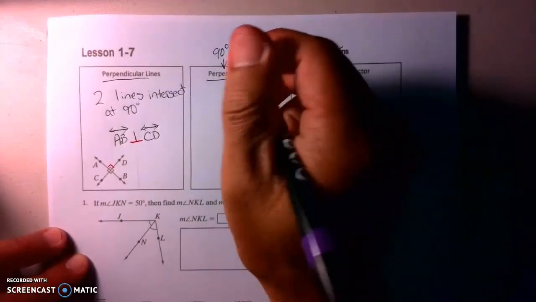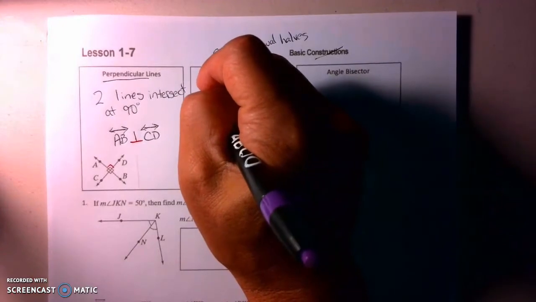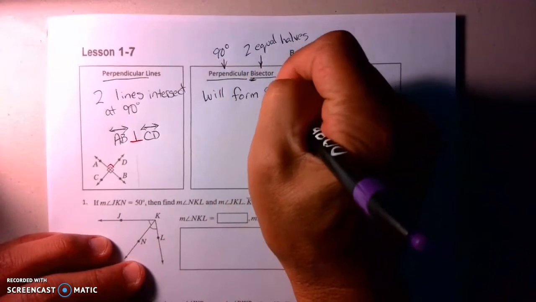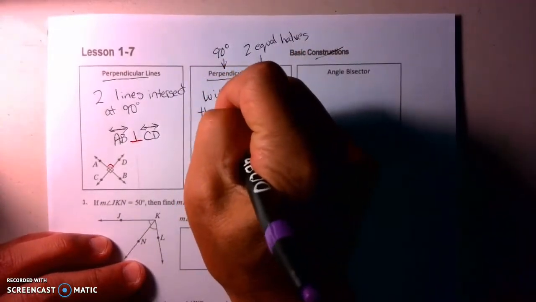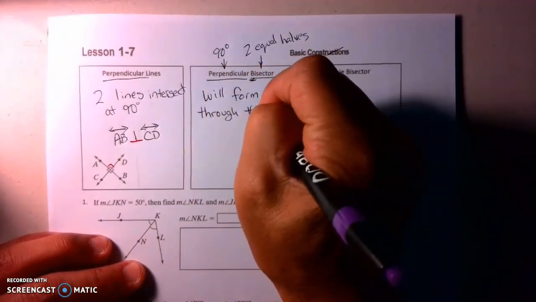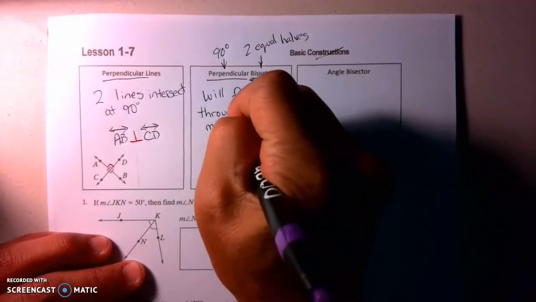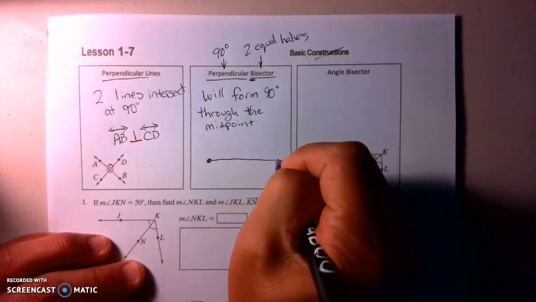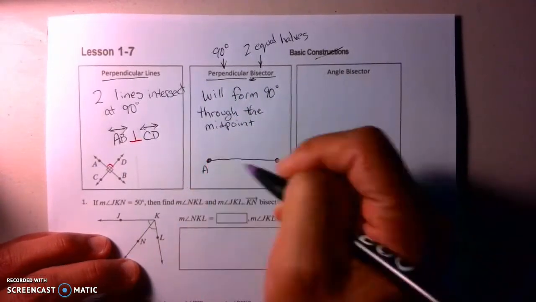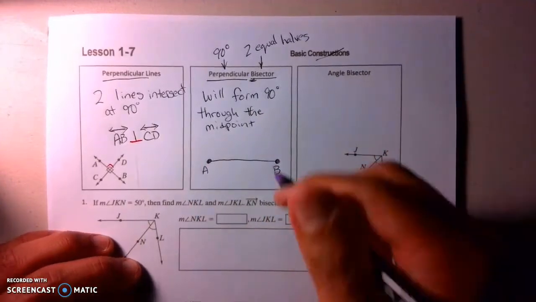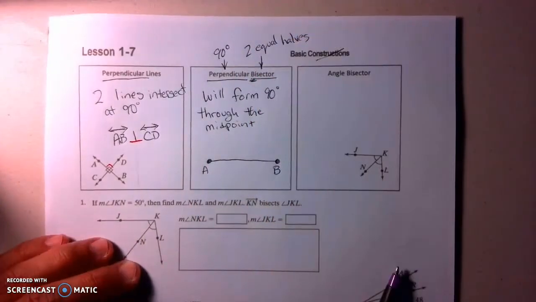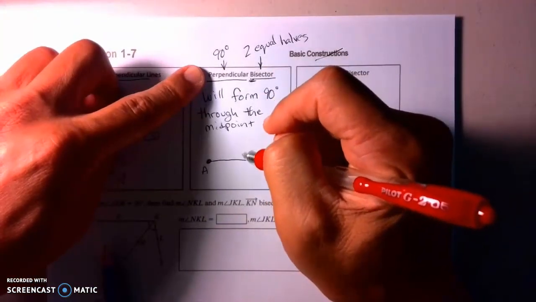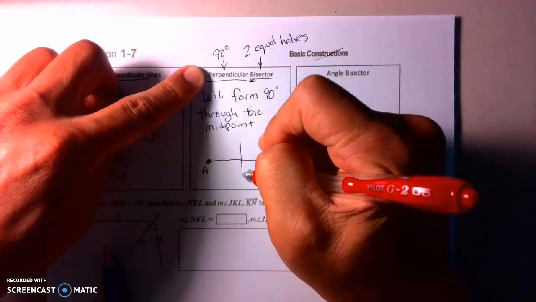So, perpendicular bisector will form 90 degrees through the midpoint. That's kind of different there, but let's just show a segment, not a line that goes on forever, but just a segment here. We'll call it segment AB. Now, a perpendicular bisector to that line will be this red one here. It is not only going to be 90 degrees for perpendicular, it's also going to be right down the middle.